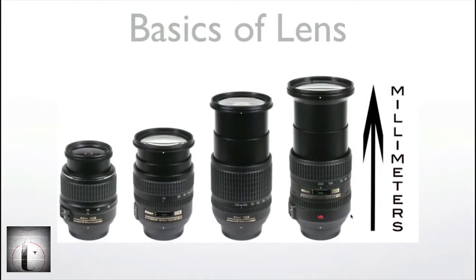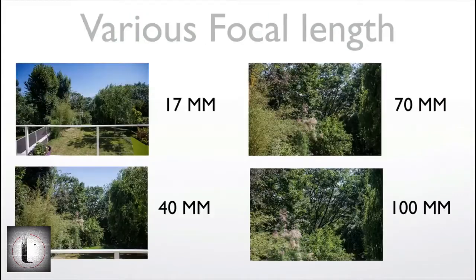And so you have two types of lenses. You have lenses that go from one value to another value, for example from 17 to 40, from 40 to 70, from 70 to 200. So basically they are different zoom factors in the lens.